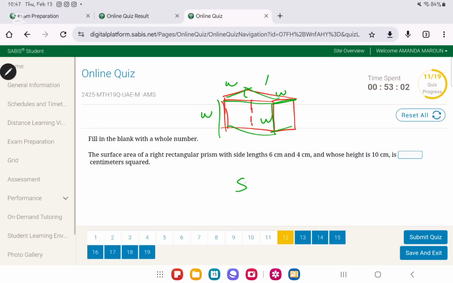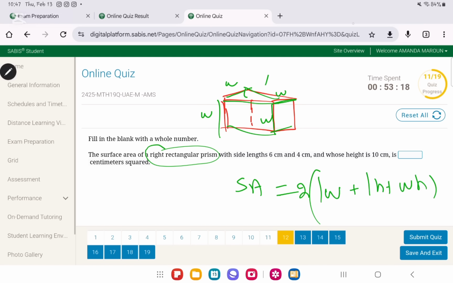Or you could very simply memorize that the surface area of the rectangular prism, or more specifically a right rectangular prism, is 2 times length times width plus length times height plus width times height. So what's happening is you're taking each component. We know that in a right rectangular prism, we have length, width, and height. And then you're multiplying each of them by each other. So length times width, length times height, and then width times height. You're making sure that everything is being multiplied. And then you're multiplying it by 2.